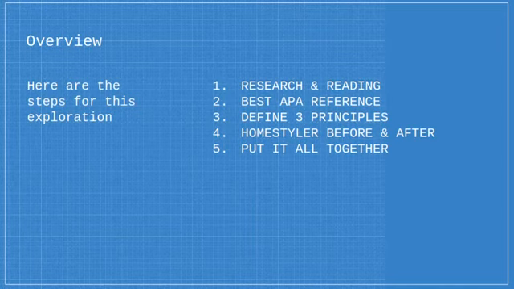So, here's an overview of what we're going to be doing. First, you're going to read and research and watch videos to gather some information about interior design. Then you're going to produce an APA reference for me for your favorite article that helped you learn the most. Then you're going to define three principles. Then you're going to use Homestyler to generate some before and after images. And then you're going to put all this together into a slide deck. Let's go and look a little more deeply.